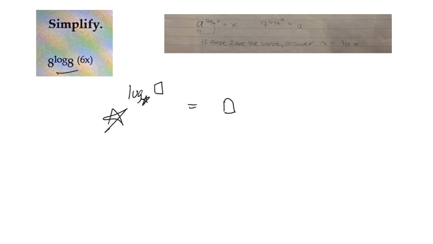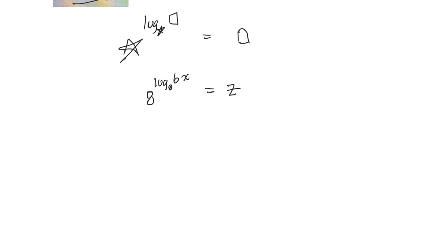So, let's do this one. 8 to the log base 8 of 6x. I don't have that right. 8 to the log base 8 of 6x, and let's make that equal to something. Let's call it z.